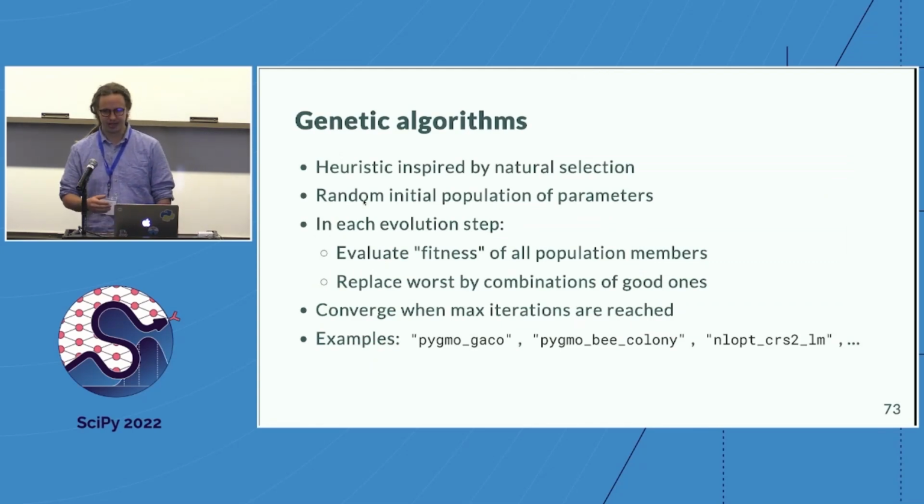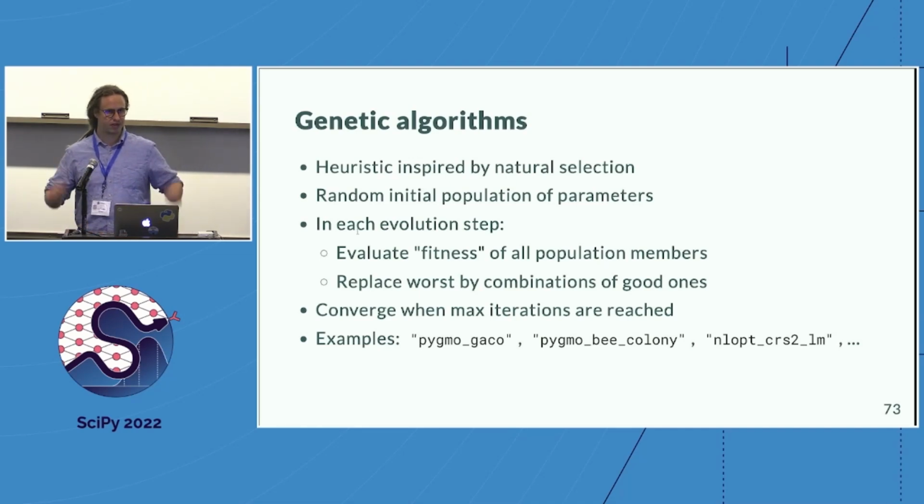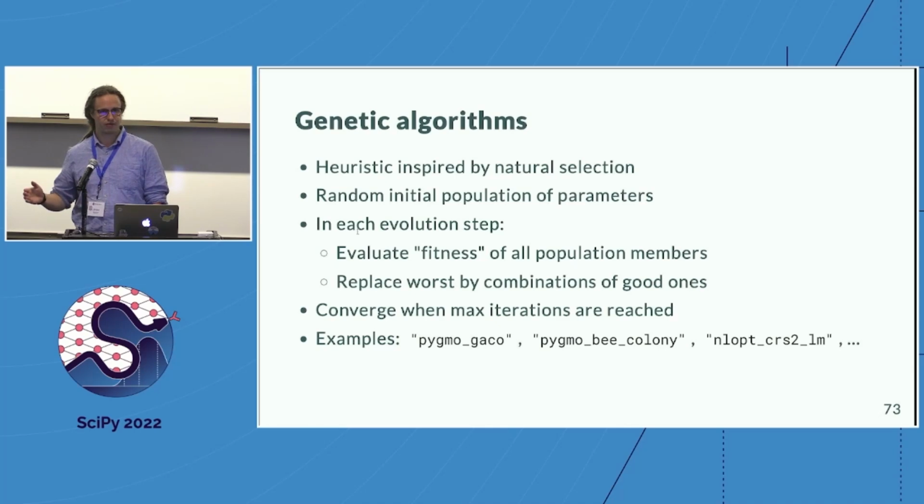So now I want to introduce 3 broad approaches to global optimization that try to do better than grid search. The first of them is genetic algorithms. Those are heuristics that are inspired by natural selection. Typically these algorithms start with a random initial population of parameters, so they sample parameter vectors from within the bounds. And then in each evolution step, they evaluate the fitness of each parameter vector, which is just the criterion value. Then they discard the worst entries from the population and replace them by combinations of good entries. And combinations typically means some kind of convex combinations of the parameter vectors.